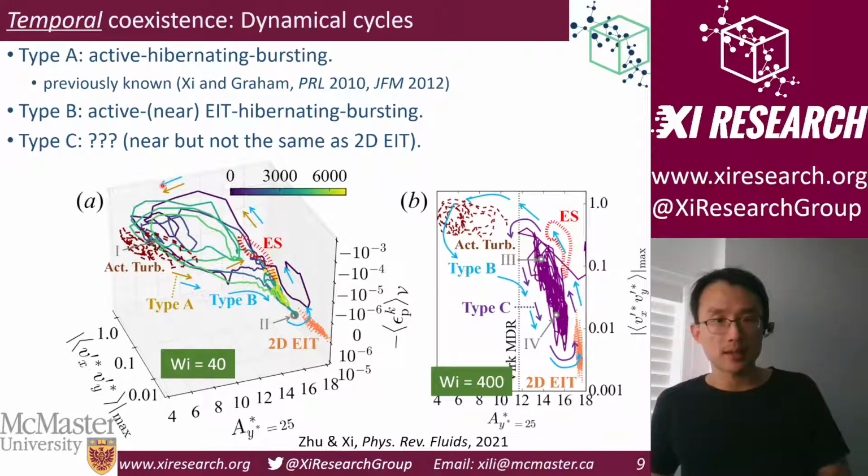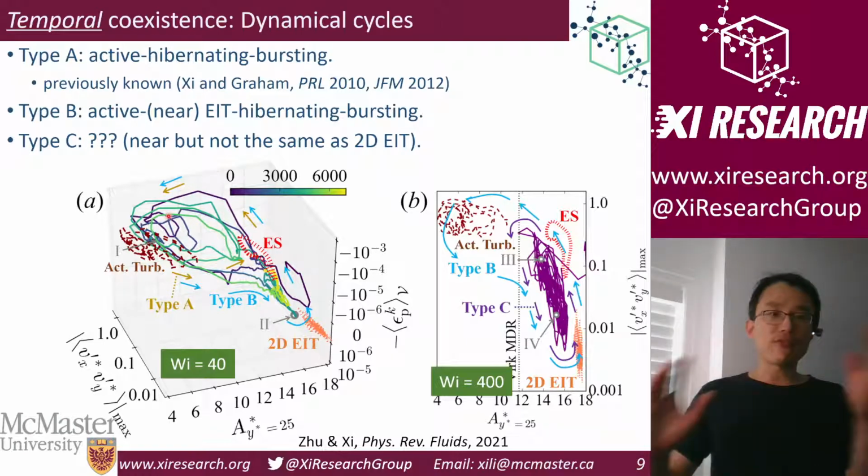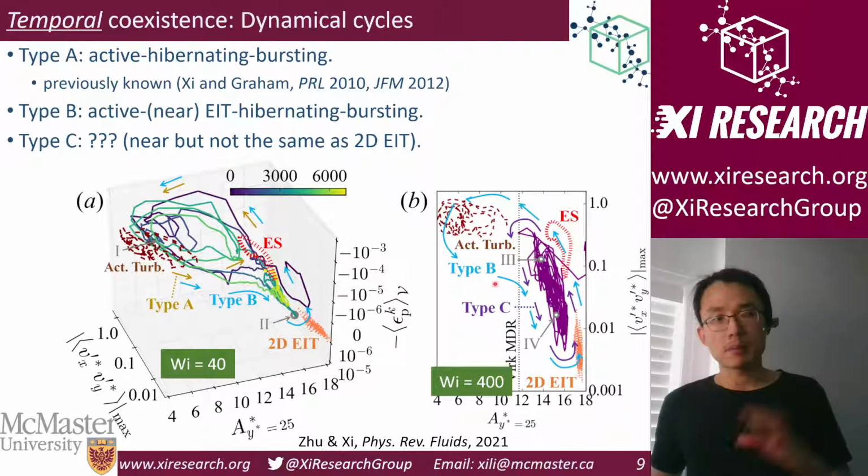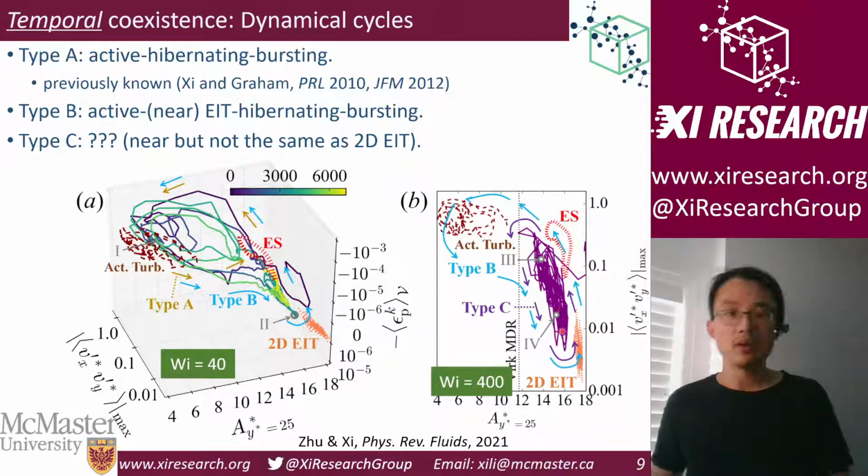So in type B cycle, your flow will escape the active turbulence, and it will go in the direction of EIT, but it doesn't really quite get there. It will bounce back, then go through edge state and hibernation and come back to active turbulence. And if we further increase Weissenberg number, we can see that even type B cycle will go away. Both type A and type B would go away, and we converge into another type, which we term type C cycle. It fluctuates in a much smaller region of the domain.